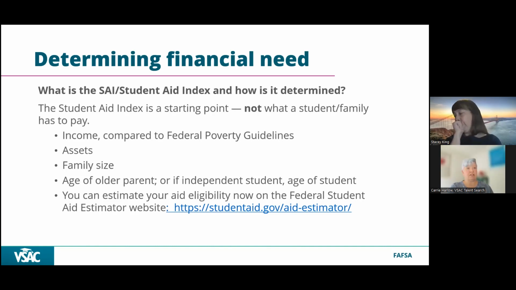Right now, I checked online yesterday, you can estimate your aid eligibility as well as SAI on the Federal Student Aid Estimator website. So if you go to studentaid.gov/aid-estimator, you will be able to use that information, and students and families can use it right now.